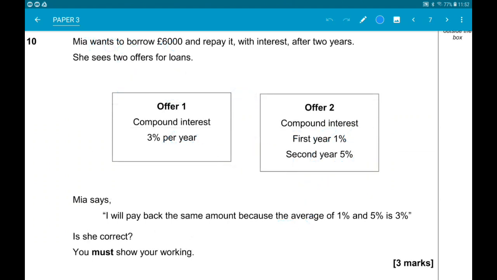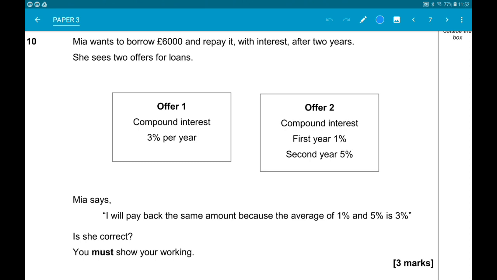Okay, number 10. Mia wants to borrow £6,000 and pay it back with interest after 2 years. She sees 2 offers. Offer 1, compound interest 3% per year. Offer 2, compound interest 1% in the first year, 5% in the second year. Mia says I will pay back the same amount because the average of 1% and 5% is 3%. Is she correct? You must show your working.